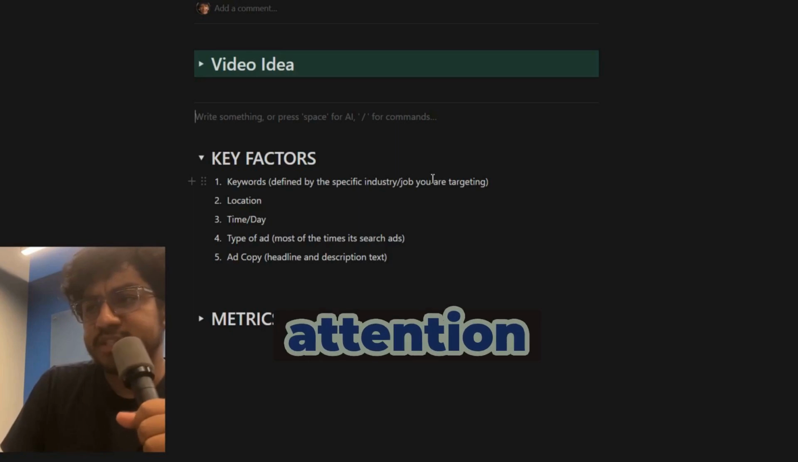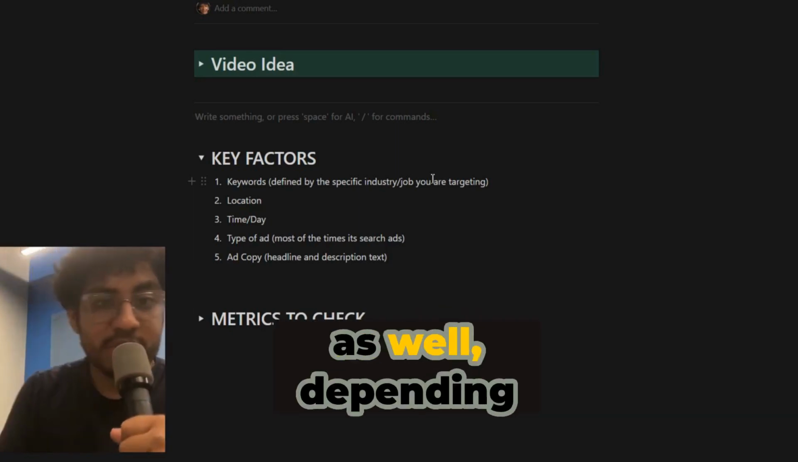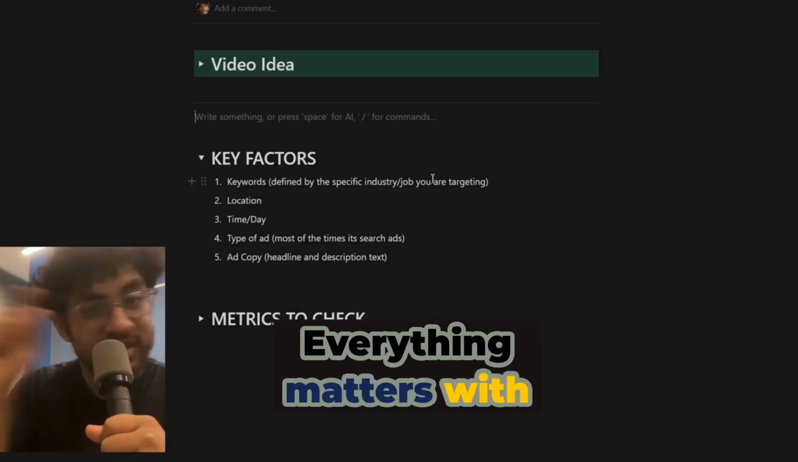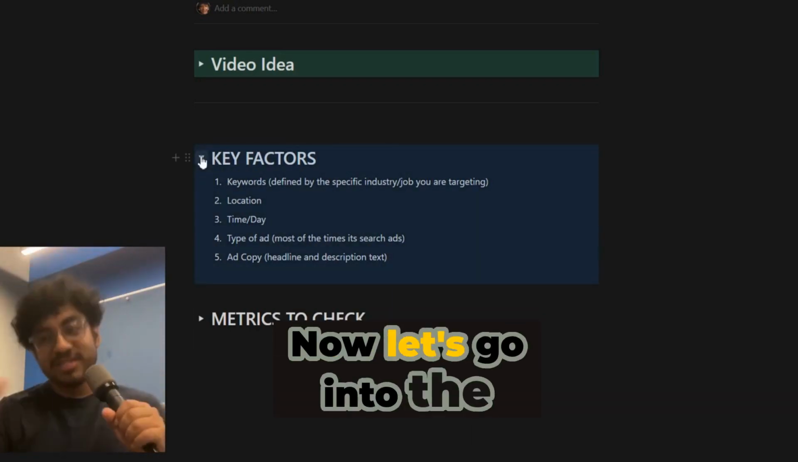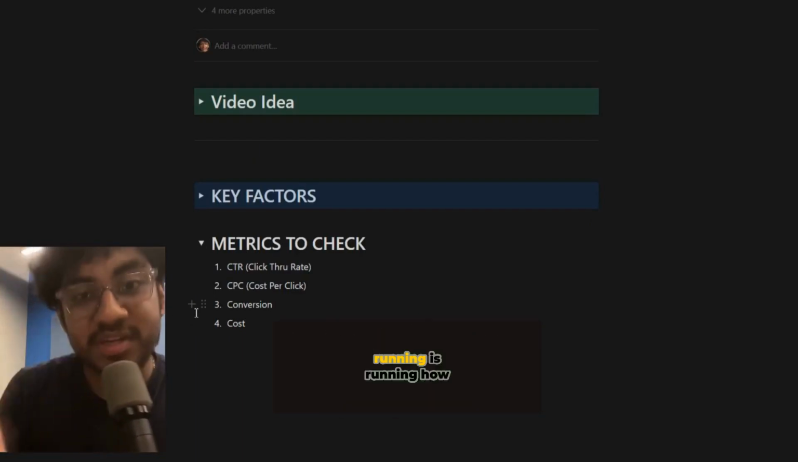It's crucial to grab attention through the headline and description. And if it's visuals as well, depending on the type of campaign you're running, visuals matter. Everything matters with an ad. Every little detail matters. Now, those were the key components. Now, let's go into the metrics that you need to check to see if the ad that you're running is running how you want it to.